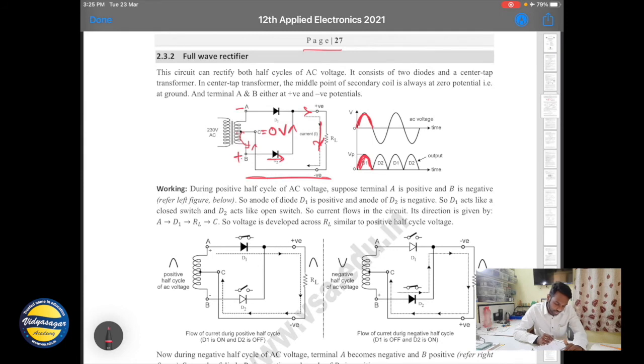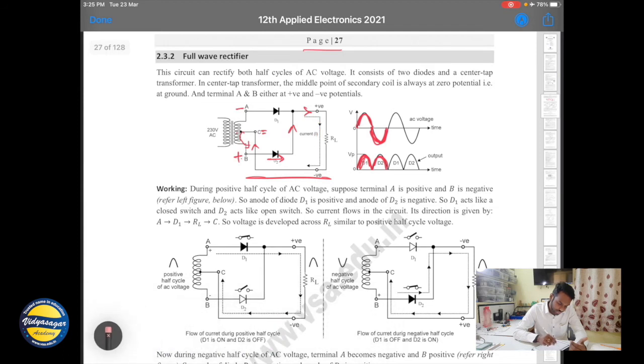This is the path that current will follow. You need to keep this thing in mind. The paths are very much important. Now, when talking about the graph, during the first negative half cycle, we will also get a positive ripple across RL. Why? Because the current is flowing in the same direction as in the first case.